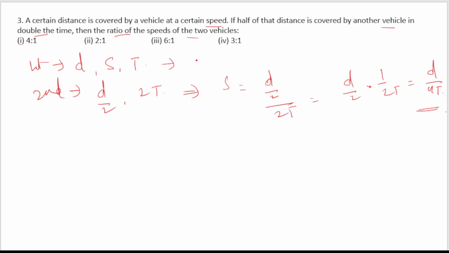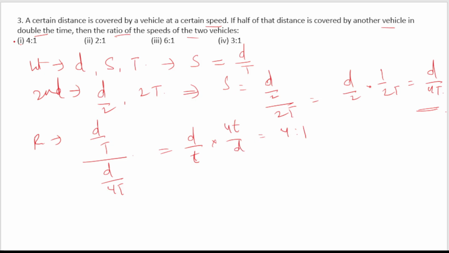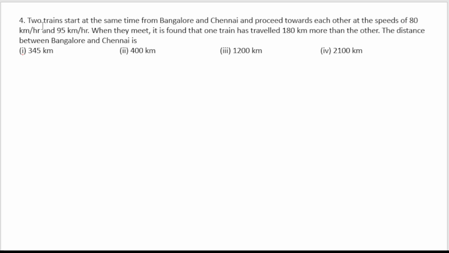In the first case, what is the speed of the first vehicle? Speed is equal to distance divided by time. Now we will find the ratio here. Speed of the first vehicle is distance divided by time, divided by the speed of the second vehicle, which is distance divided by 4t. This is d by t into 4t divided by d. We will get here 4:1. First option. Next one.